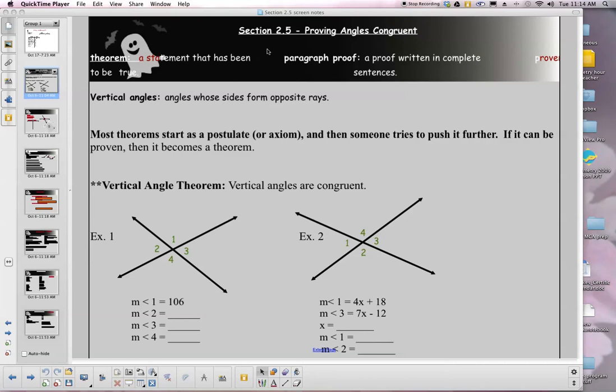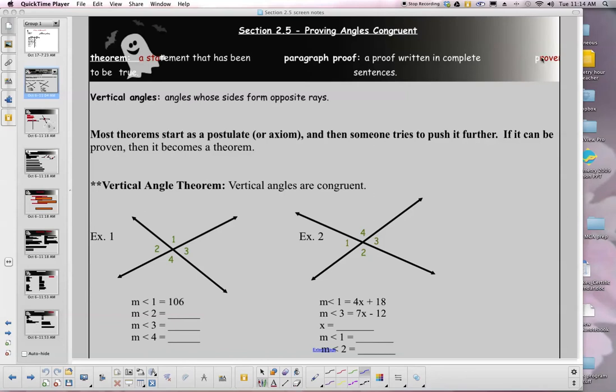This set of notes is on section 2.5, which is basically on vertical angles, proving angles that are congruent. We're going to focus on vertical angles. One thing we haven't talked about yet is what's a theorem. A theorem works the same as a postulate. It just has to be proven true before it can be used.